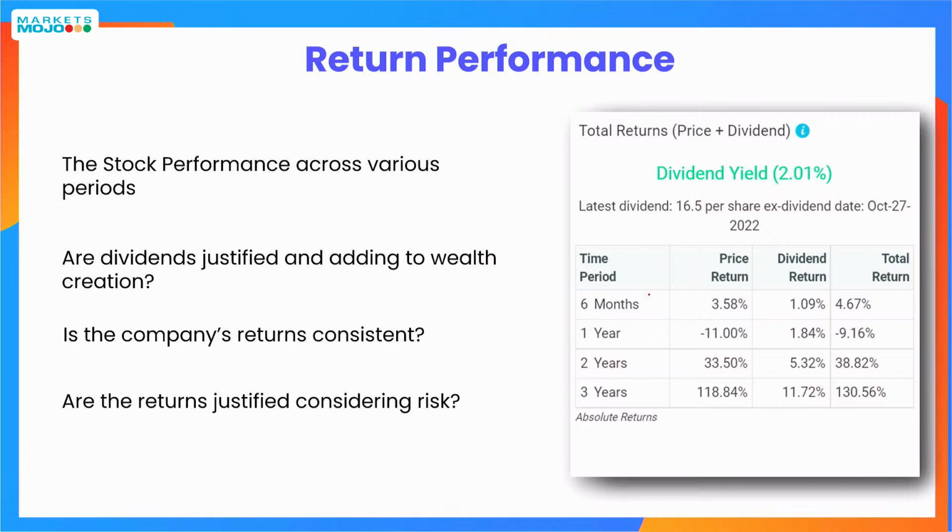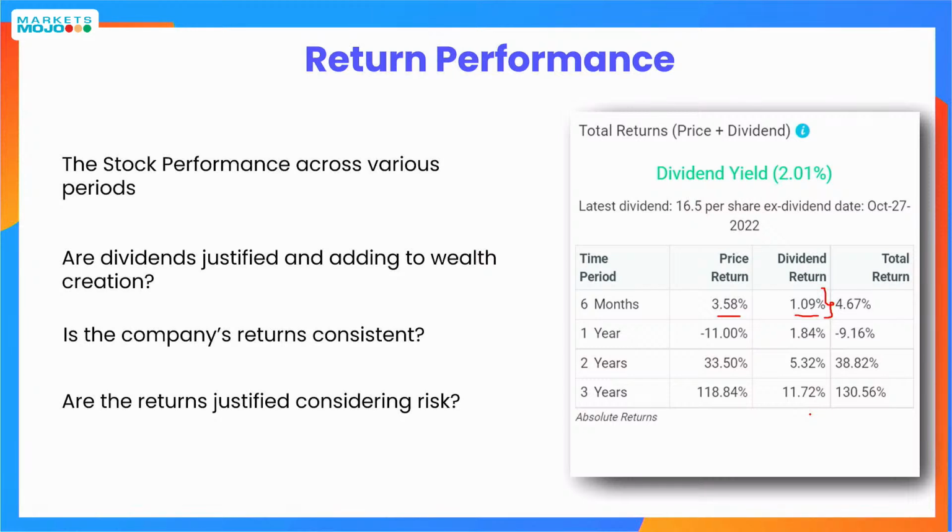If you see here in the 6 months time frame, the stock has given 3.58%. The dividend return has been 1.09%. So you can see 1/3 of the return in the last 6 months has come from dividend. You can break it down for 1 year, 2 years, 3 years, and so forth. You can also look at this for high dividend companies.